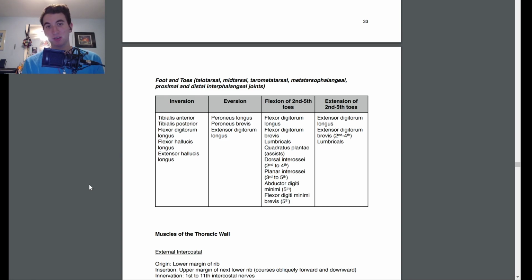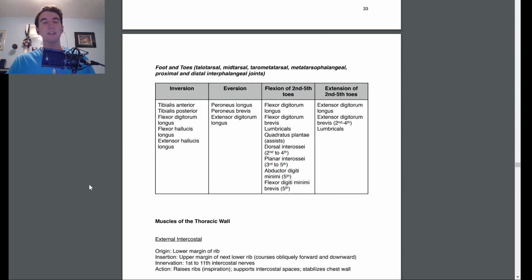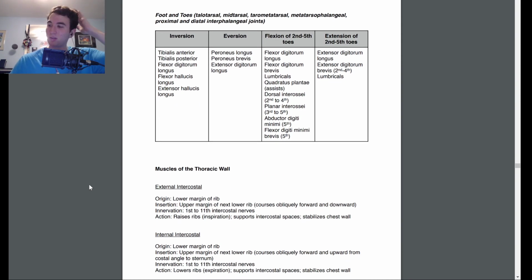Then we have flexion of the second to fifth toes, caused by the flexor digitorum longus, flexor digitorum brevis, lumbricals, quadratus plantae assists, the dorsal interossei, the second to fourth, the plantar interossei, third to fifth, the abductor digiti minimi, the fifth, and the flexor digiti minimi brevis, the fifth. Then for extension of the second to fifth toes, we have extensor digitorum longus, extensor digitorum brevis, the second to fourth, and the lumbricals. And that's the foot or the ankle.